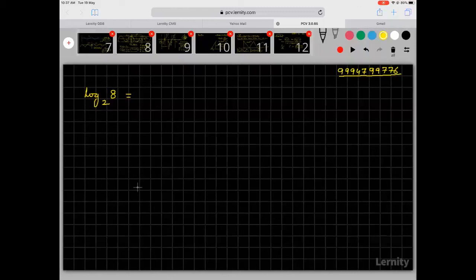Okay, log of 8 to the base 2 is how much? Log of 100 to the base 10 is equal to how much? Log of 10 power 5 to the base 10 is equal to how much? Log of 0.1 to the base 10 is equal to how much? Log of 1 by 4 to the base 2 is equal to how much? Okay, so I will answer these 5 questions today.